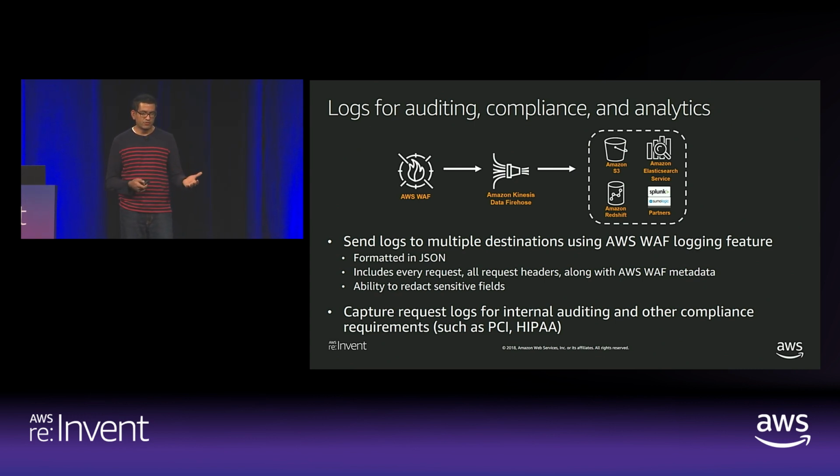And then in terms of logs, as I mentioned, we added comprehensive logging recently. So every single request that goes through AWS WAF and is inspected by WAF is logged. We do this logging by sending that request log data to Kinesis Data Firehose, and it's sent in JSON format. It includes every single request, all the request headers along with any WAF metadata that's included. And you do have the ability to redact any sensitive fields that you don't want logged.